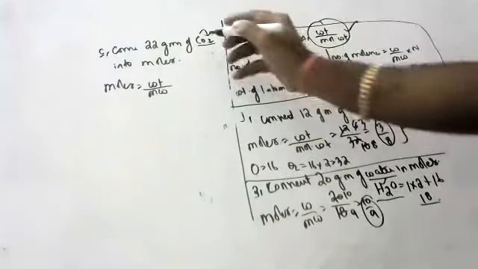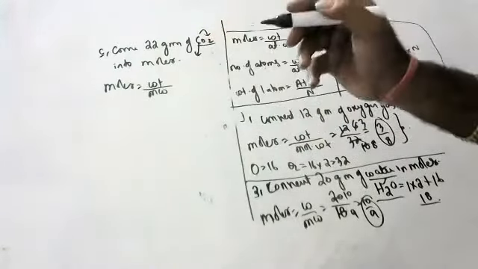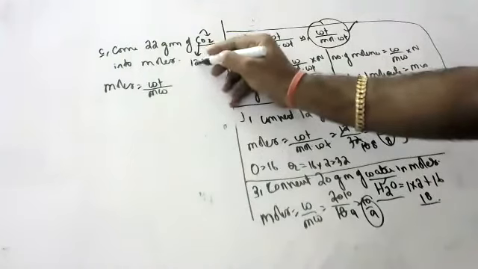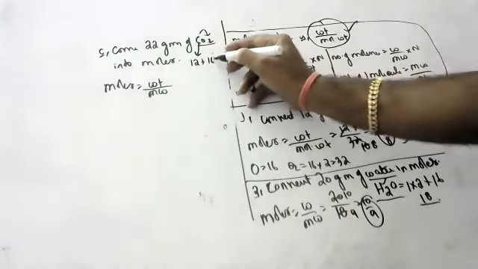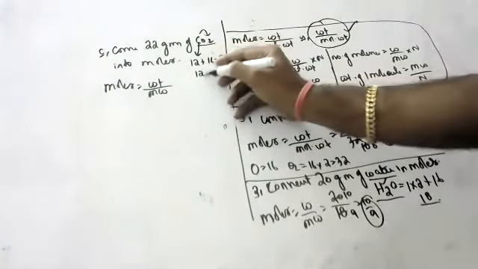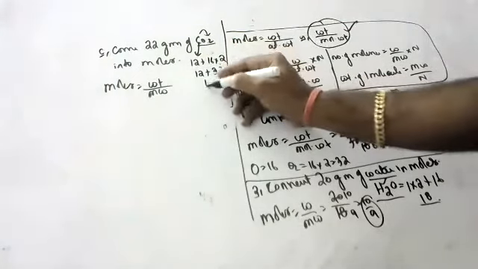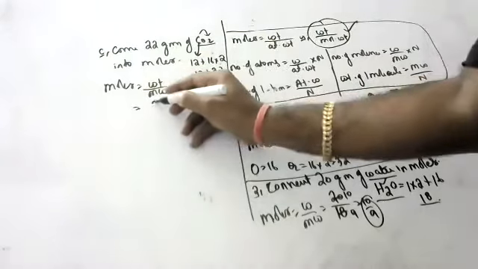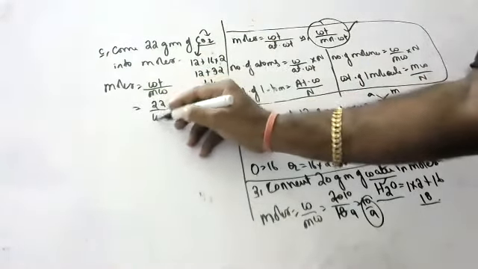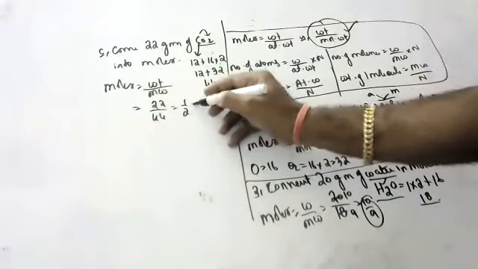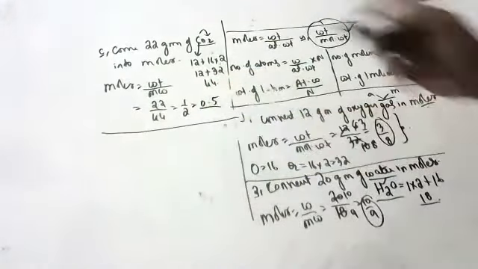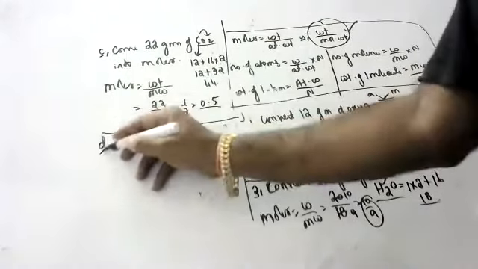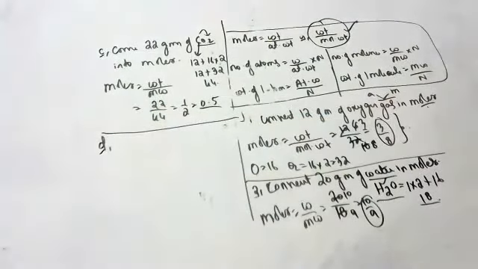For stability. Do you remember the carbon weight? 12. 12 plus 16 into 2, which is 12 plus 32, that is 44. So 22 by 44, which is 1 by 2. That is 0.5 moles. Hansika, are you there? Yes, sir.